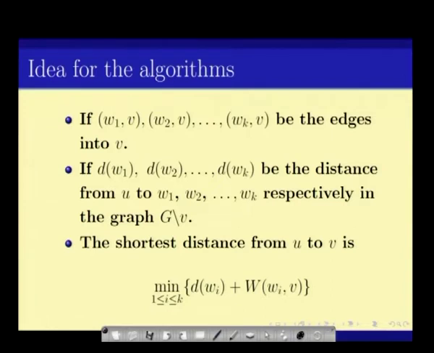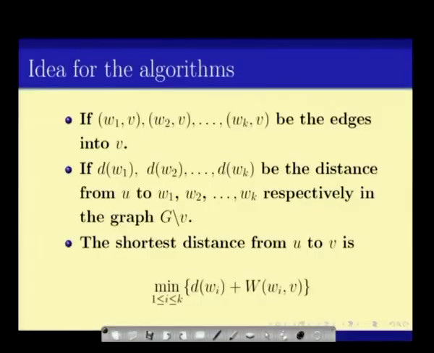I want to find the distance between my home and the museum. Now, what do I do? I am a lazy person. So, what I do is I ask my neighbor, what is the distance from your home to the museum? He says something. I ask my next neighbor, what is the distance from your home to the museum? He says something. And then after I have got the information from all my neighbors, can I make a decision?